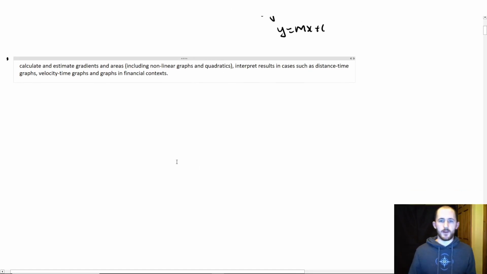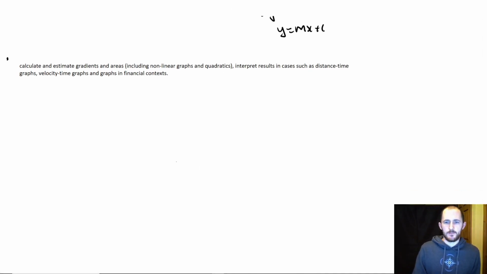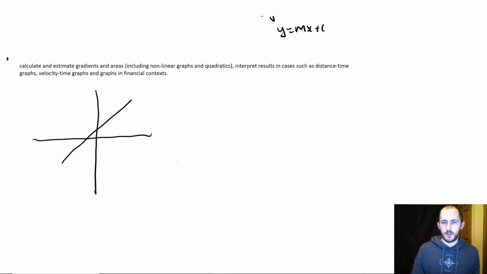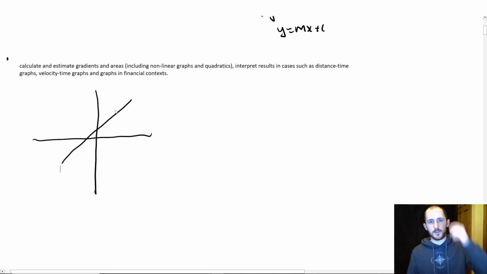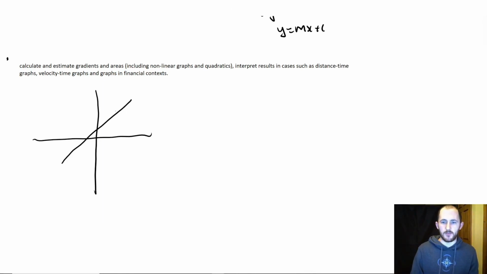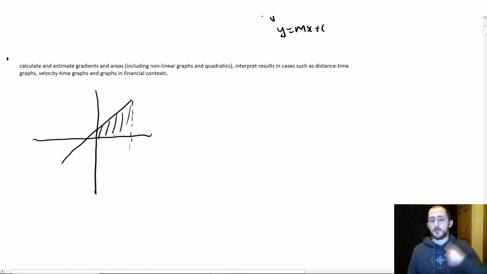So what they mean by that is, let's take the basic example for fun. You need to be able to calculate the gradient of this line, right? Which should be easy. Find 2 points, calculate the change in y over the change in x, done. But you also might need to work out the area under the graph. So in this case that might be that area. So then all you do is look at what shape it is, right? It could be a trapezium, it could be a triangle, it could be a rectangle, whatever. Okay? That's not too bad.